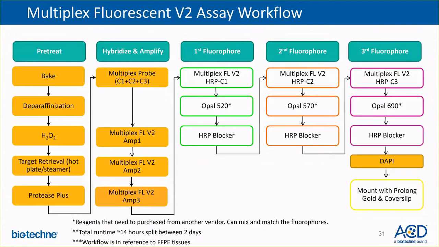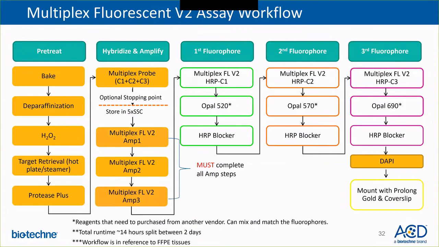Please note that this is a TSA-based assay and requires the purchase of TSA Plus fluorophores or Opal dyes from PerkinElmer, Akoya. Regardless of however many targets you are detecting, all 3 AMP steps are required to amplify the signal. Skipping any of these AMP steps would result in no amplification and hence no signal. Since the total runtime is about 14 hours, we recommend stopping the assay after probe hybridization. And as mentioned before, please leave the slides in 5x SSC overnight at room temperature.